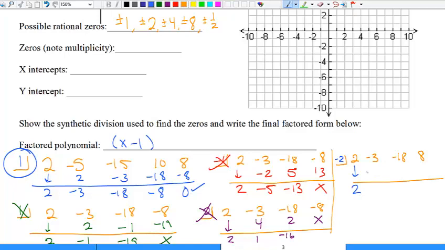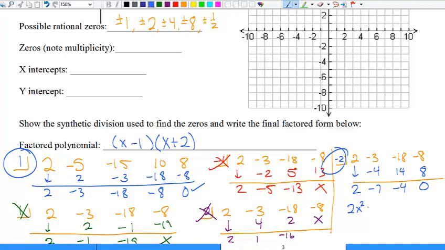Two times negative 2 is negative 4, add down is negative 7. Negative 7 times negative 2 is 14. Positive. Add down, that's negative 4. Negative 4 times negative 2 is positive 8. Oh, it should be negative 8. I dropped a negative right here. And negative 8 plus 8 is 0. Yay! Hooray. Okay, finally. So this is my next one that I guessed that I got correct. So the other factor would be x plus 2.